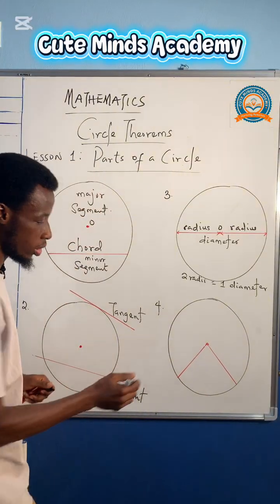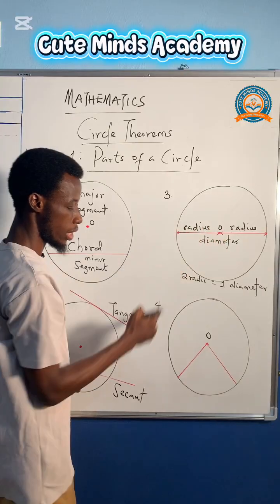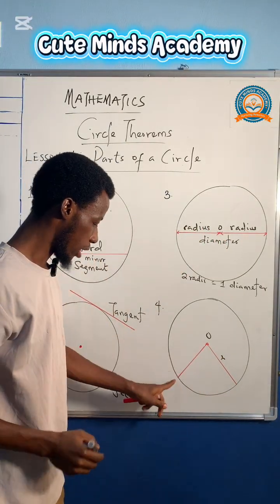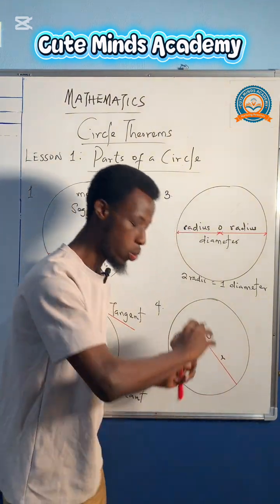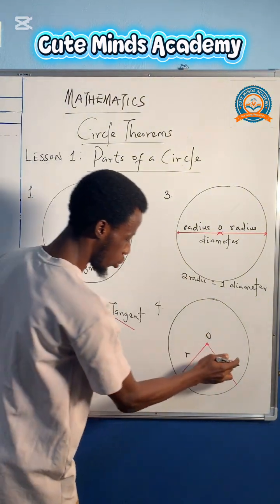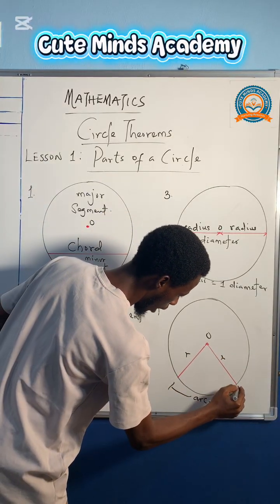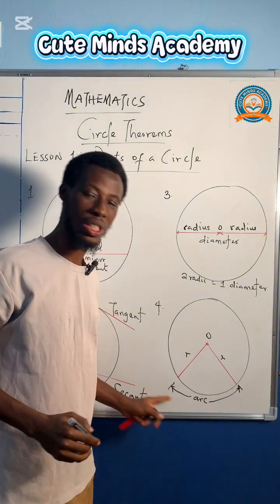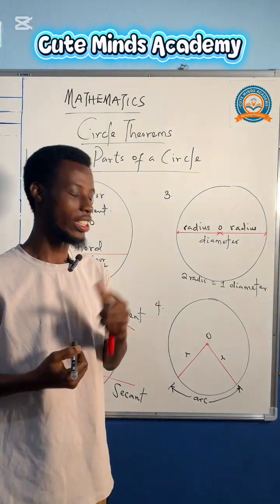So in this last one, if this is the center of the circle, of course, just like we explained, this is a radius. From the center to the circumference, another radius. So we have a part of the circle enclosed by these two radii. And before I forget, the entire outline of the circle is what we refer to as the circumference. We call it the circumference.